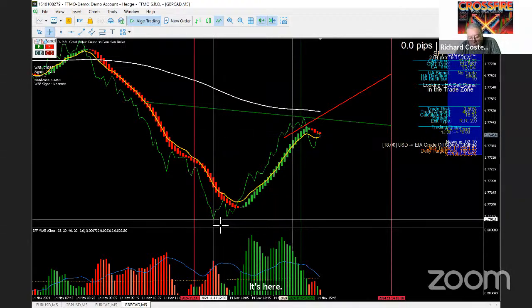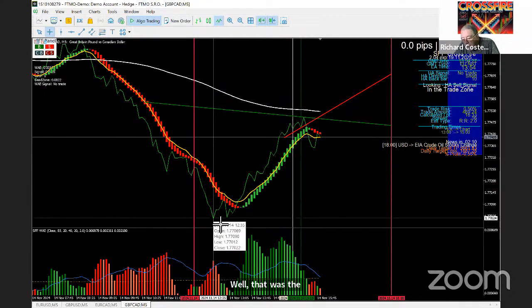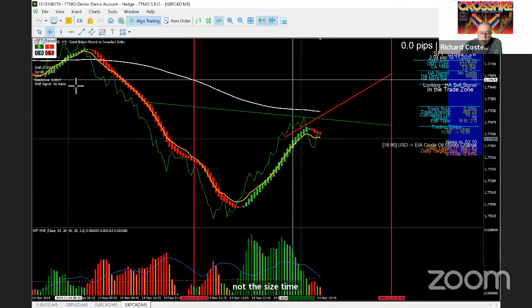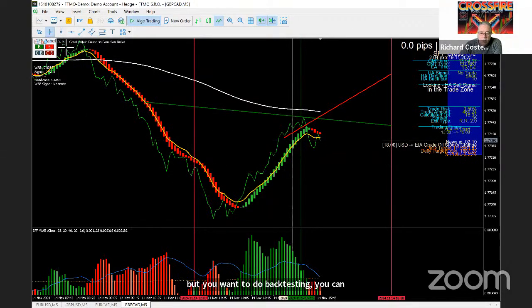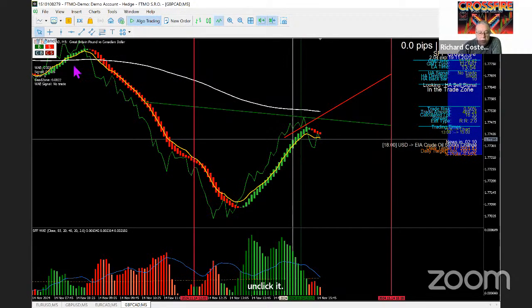So that was the price, 77024 at that precise time. So if you want to do back testing, you can use that. You can unclick it. So if you want rid of it, you just click it on the chart.